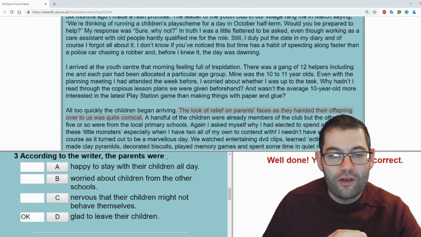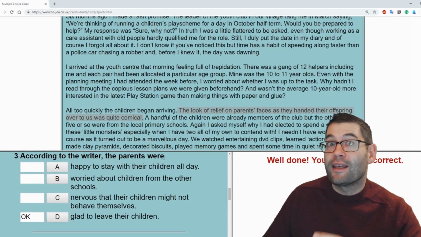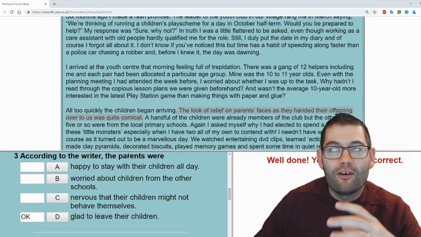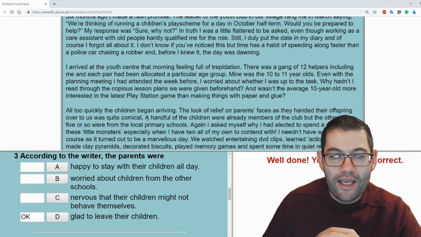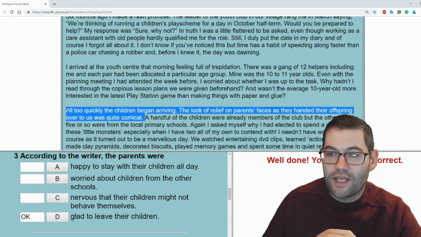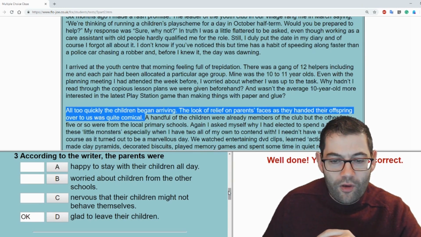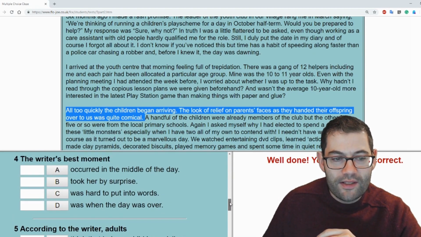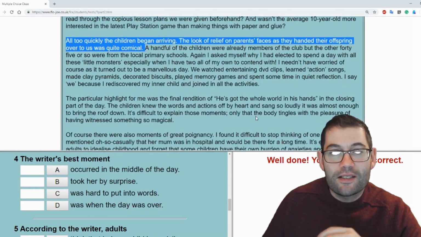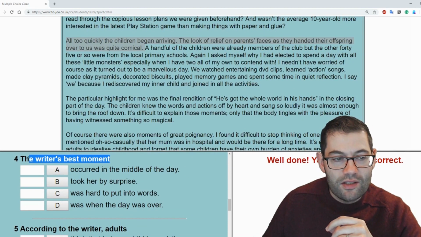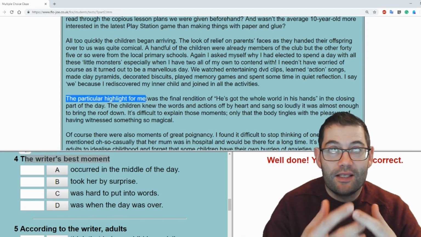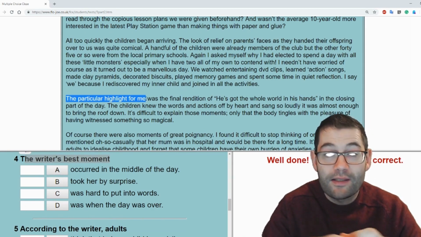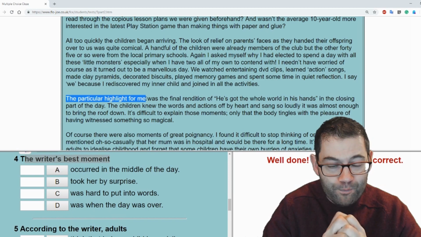And if we look for the question text vocabulary link first, then we narrow down the text where we have to look. And here, we only have to think about the first two sentences. For question number 4, the writer's best moment. Once again, let's look for that vocabulary that suggests the writer's best moment, and we can see that here. The particular highlight for me, so this is a clear vocabulary link: particular highlight, writer's best moment.